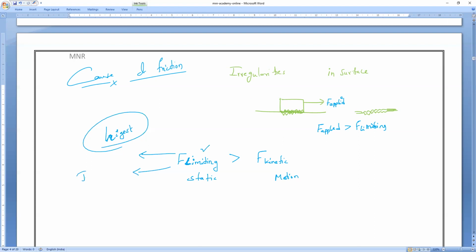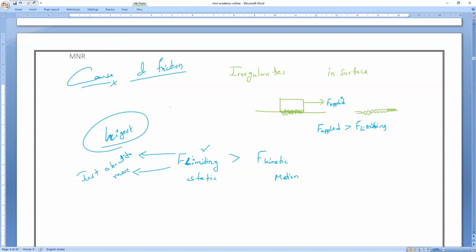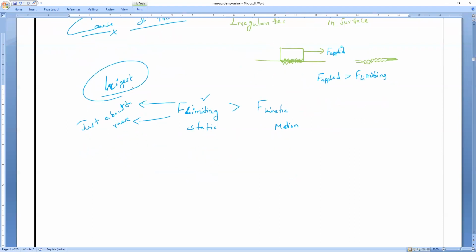That is what we will say. It is just about to move. So it is not in rest, it is not in motion, it's ready to move. That is what we used to call as limiting friction. So who is always greater, everybody? F static, F limiting, F kinetic. Who is maximum, highest, always? F limiting. That is what you should remember.